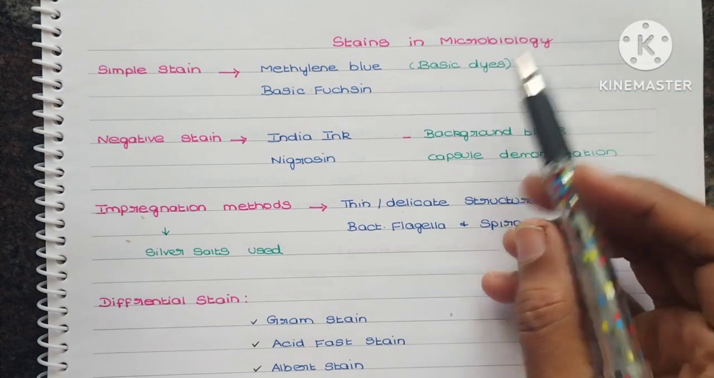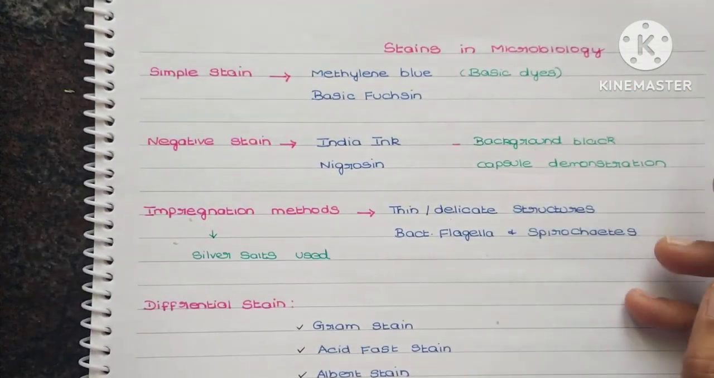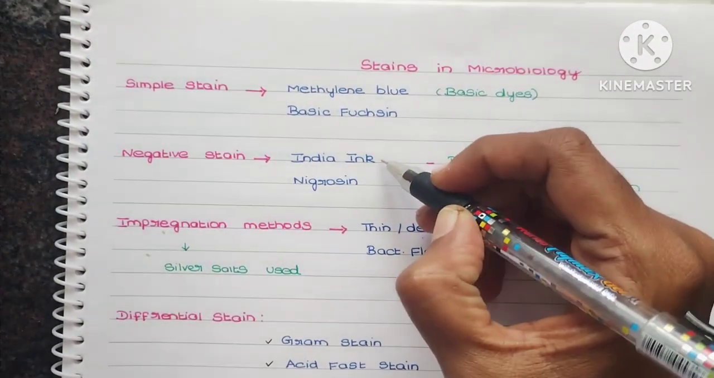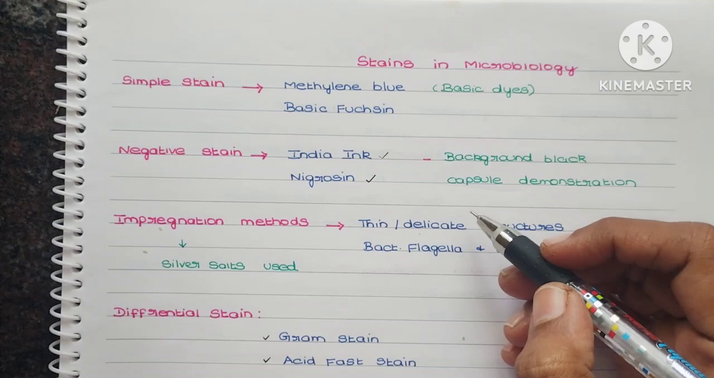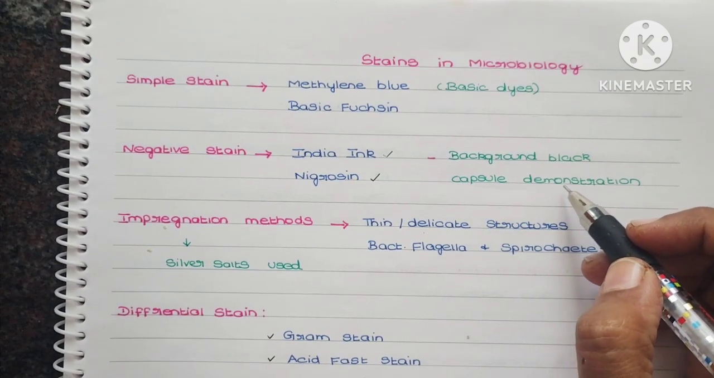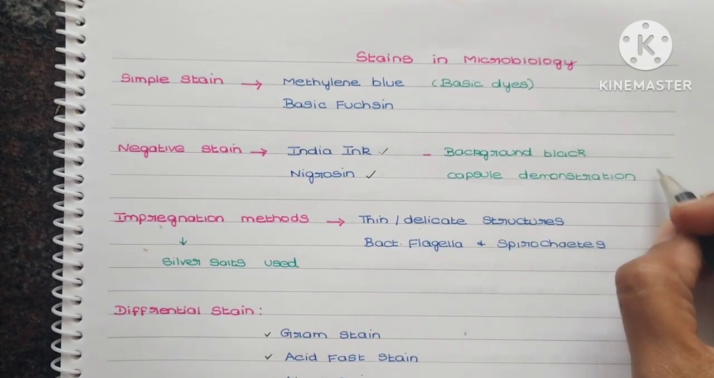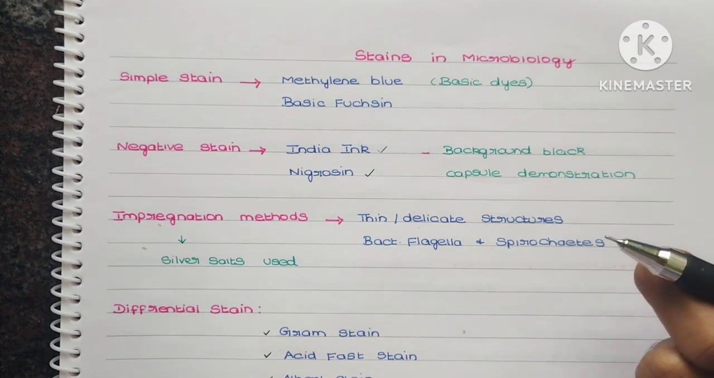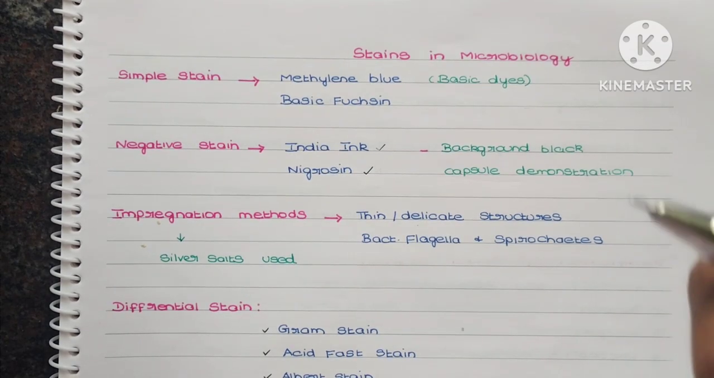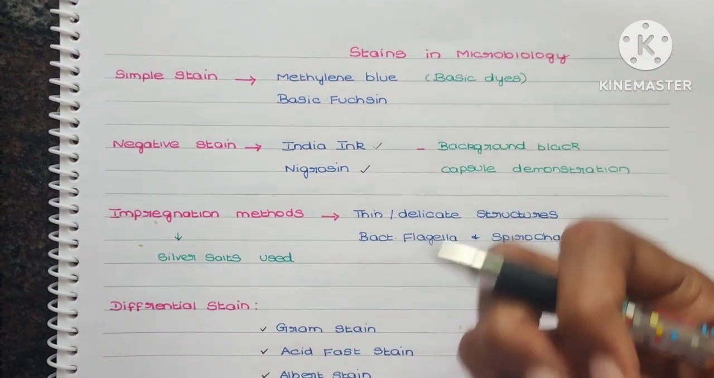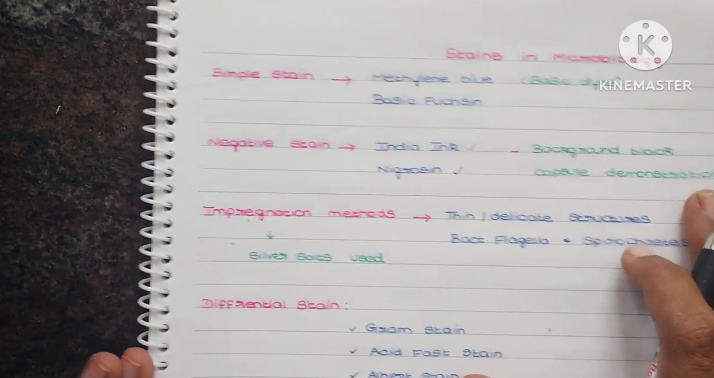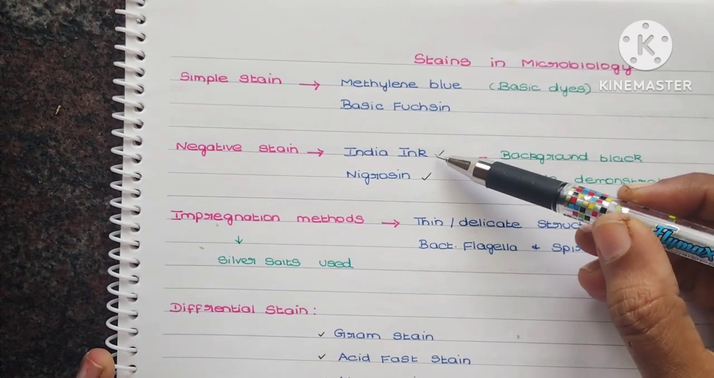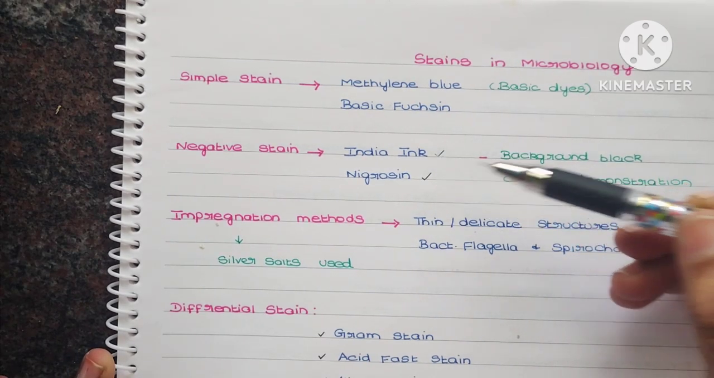Next is the negative stain. Examples are India ink stain and the nigrosin stain, and this is mainly for capsule demonstration. How it will appear is the background will be very black, but the organism or the capsule will be transparent or fluorescent. So if they ask about negative stain, it is mainly for capsule demonstration, and examples are India ink stain and the nigrosin stain.